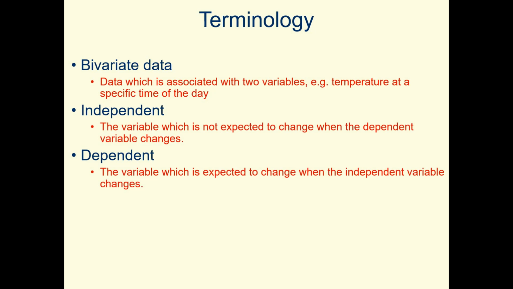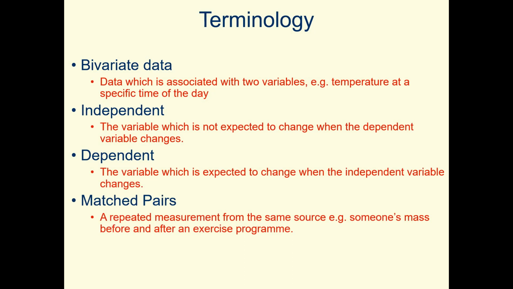The final term I'd like you to be clear on is matched pairs, and this is when we're talking about repeated measurements. And a repeated measurement means that the measurement itself comes from the same source. So for example, we might measure someone's mass before and after an exercise program, and that means that that data came from the same person. This is in comparison to looking at two different exercise programs and two different groups of people, and we can look at the change in mass that's happened before and after the exercise program, but they're from different people, so that would not be matched pairs.